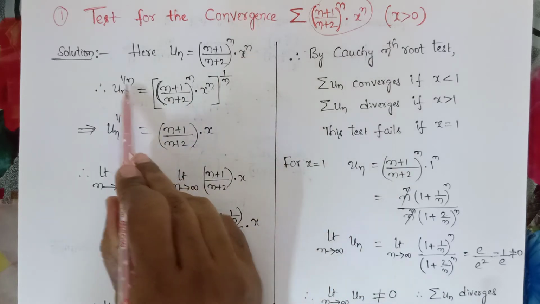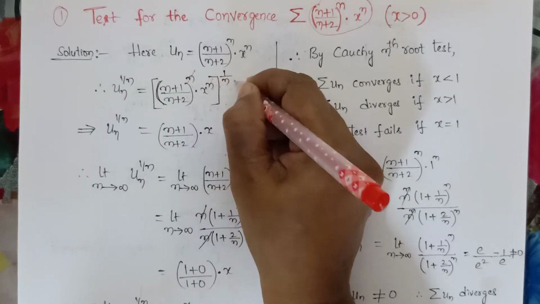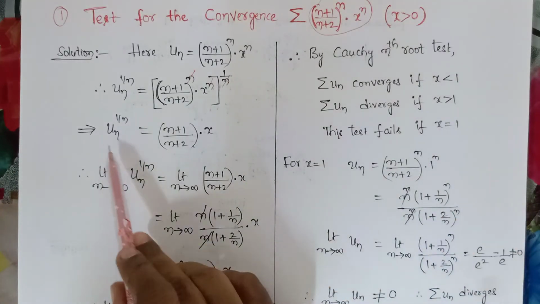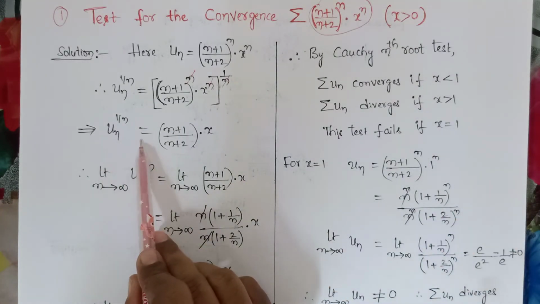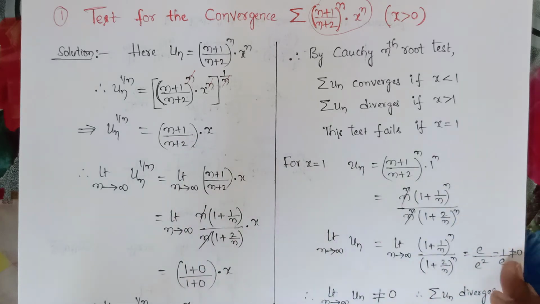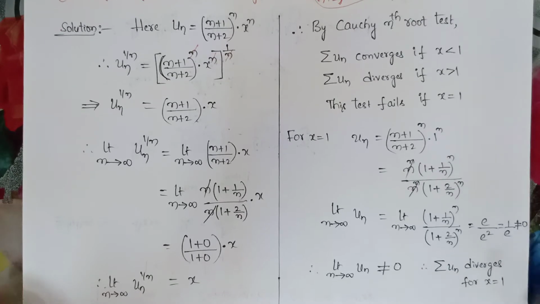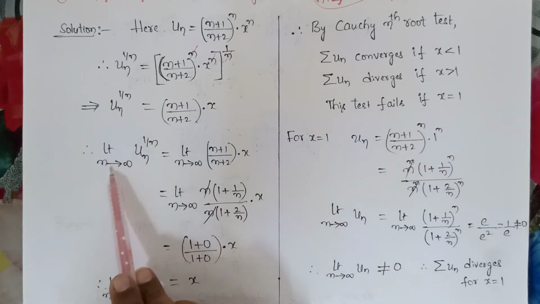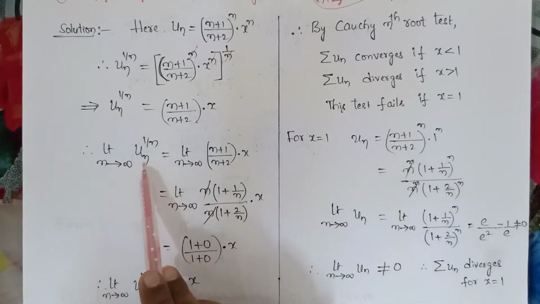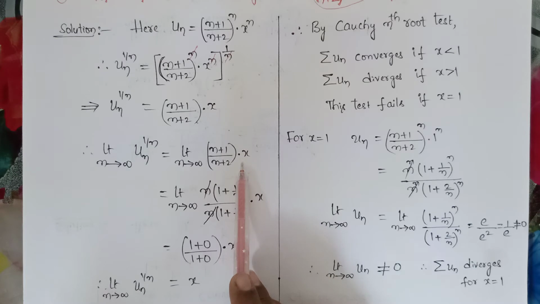We take nth root on both sides. Cancel power n and nth root. Therefore, nth root of un is equal to n plus 1 by n plus 2 into x. Now apply limit on both sides. Limit n tends to infinity nth root of un equal to limit n tends to infinity n plus 1 by n plus 2 into x.